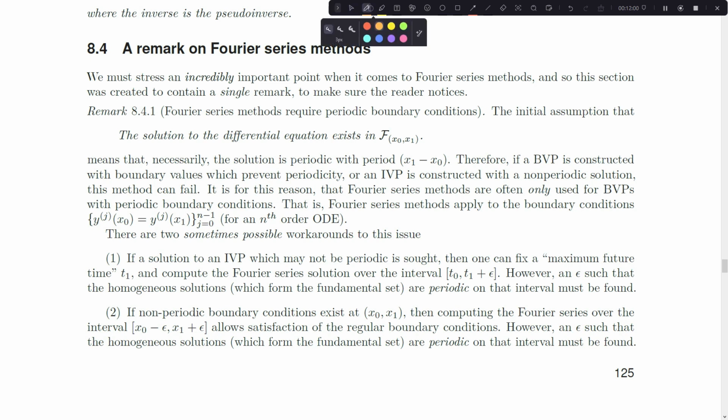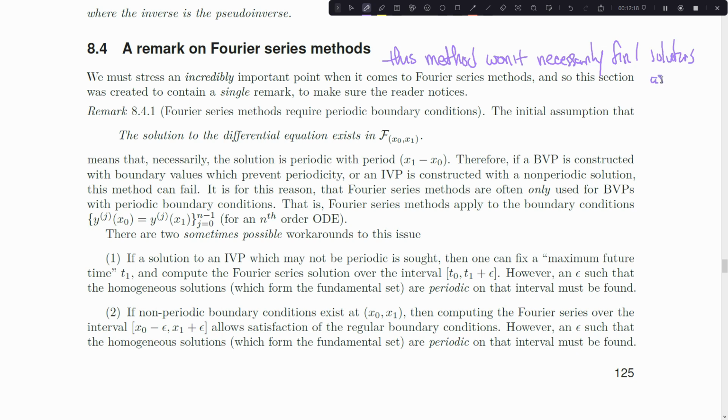This remark exists because this method won't necessarily find solutions as k tends to infinity. If I head onwards, when I get to my next section where I'm trying to approximate these by truncating at k and heading to infinity, we don't actually receive solutions the same way we did before. And that's a bad thing, right? And the reason comes down to this remark right here.